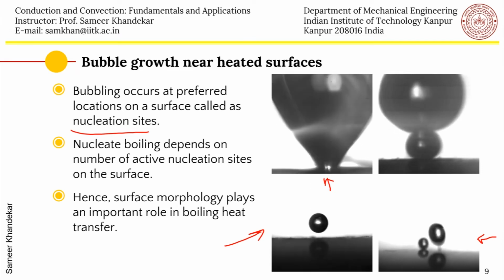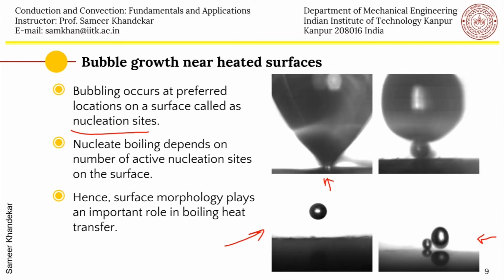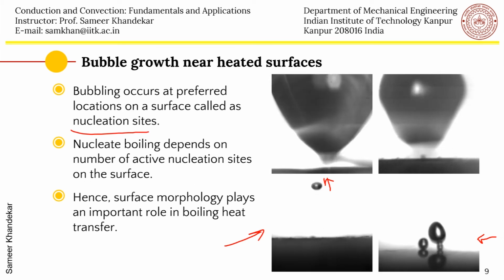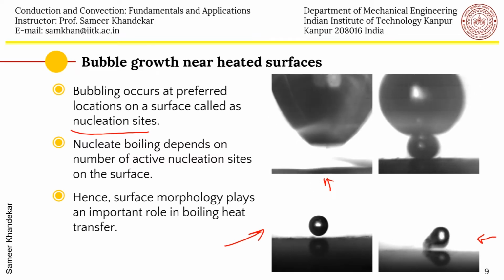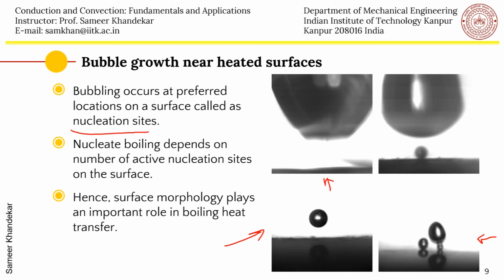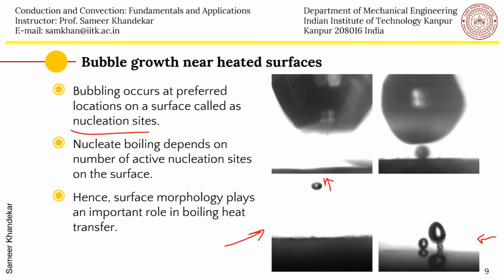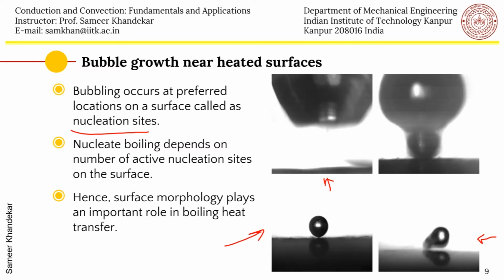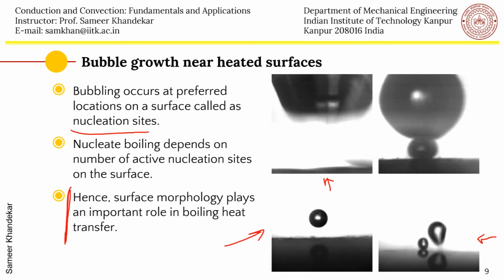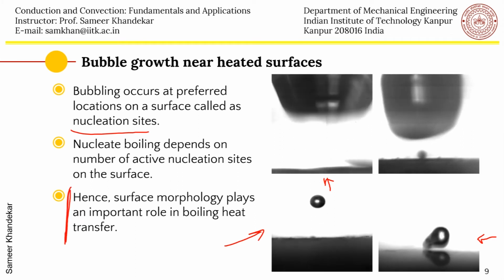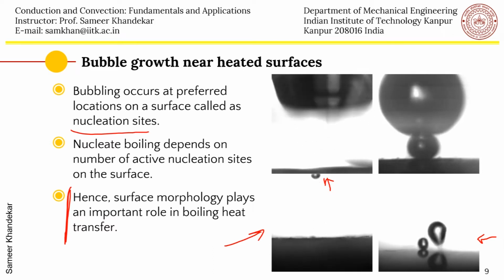So therefore, the type of surface, whether it is smooth or rough or what type of cavities it has, will depend on the boiling; it will depend on such type of surface morphology. So therefore, surface morphology plays a very important role in boiling heat transfer. As we will study, these particular nucleation sites have certain parameters to be fulfilled so that a site becomes active.